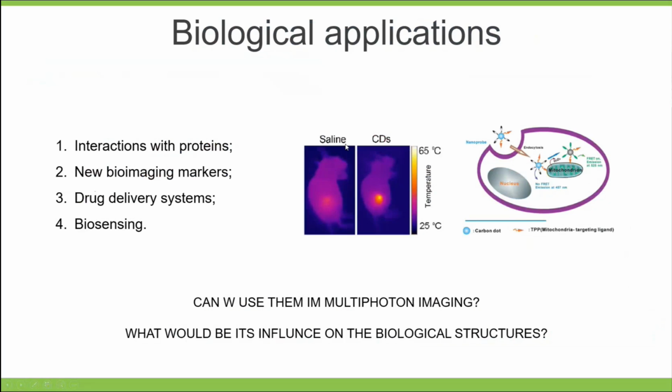For the biological applications, we chose interactions with proteins, and we envisaged them as new bioimaging markers, eventually as drug delivery systems, which could be used for biosensing. The question arose: can we use them in multiphoton imaging, and what would be the influence of the presence of these carbon nanodots on the biological structures?